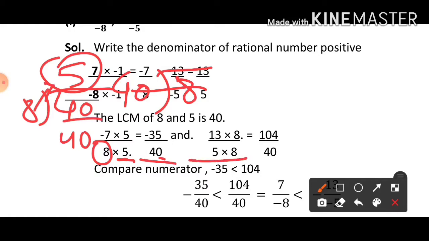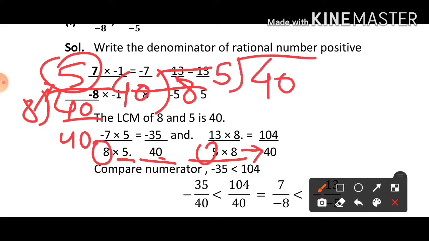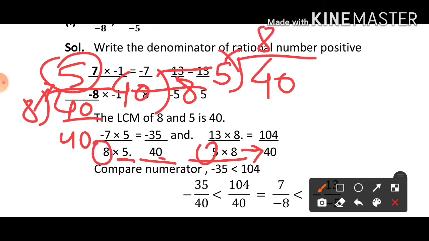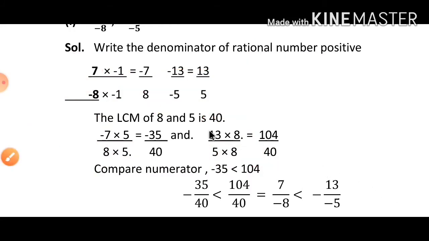Now in 5 we have to change it into 40 again. Now divide 40 by 5. So 5 8s are 40. It means if you multiply 5 into 8, you will get the answer as 40 here. So multiply the numerator also by 8. So minus 7 into 5, minus 35, 8 5s are 40. 13 8s are 104 and 5 8s are 40.